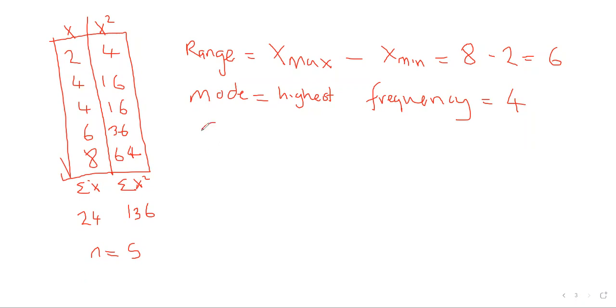the quartiles. So we have 3 quartiles. We have Q1, which is a quarter. We have Q2, which is half. And we have Q3, which is 3 quarters. So for ungrouped data, we always use n plus 1.